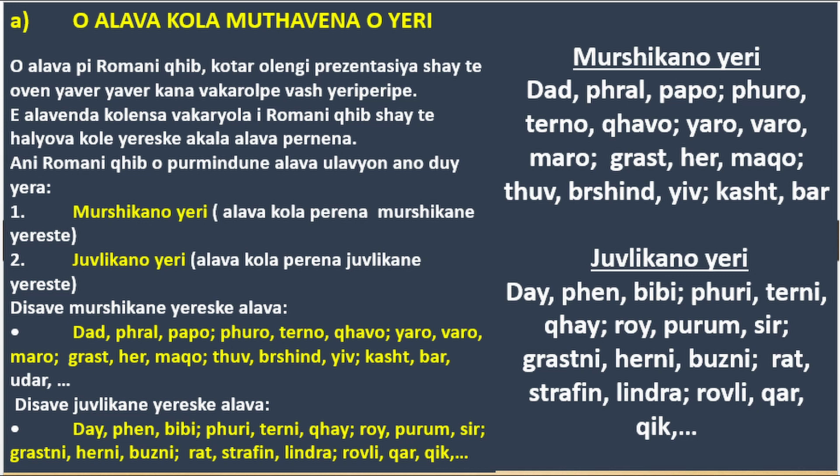Roy, spoon, purum, onion, sir, garlic. Grasni, mare, herni, fever donkey, buzni, she-goat. Rat, night, straffen, flash, light, lindra, sleep. Rovli, stick, car, grass, quick, mud.